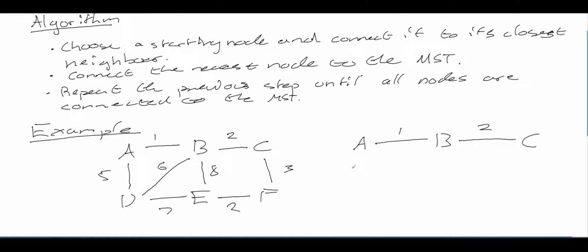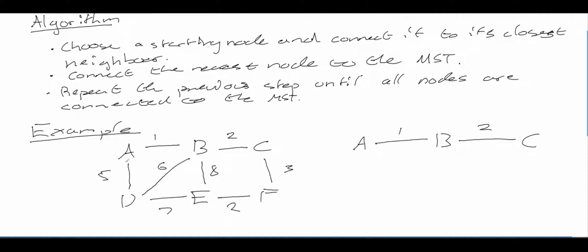so we're going to connect that. Then we have to repeat that step because we've still got D, E and F from our original graph which aren't connected to the minimum spanning tree. So what we have to look at are all of the edges that connect A, B and C to D, E and F in our original graph and see which is the smallest.